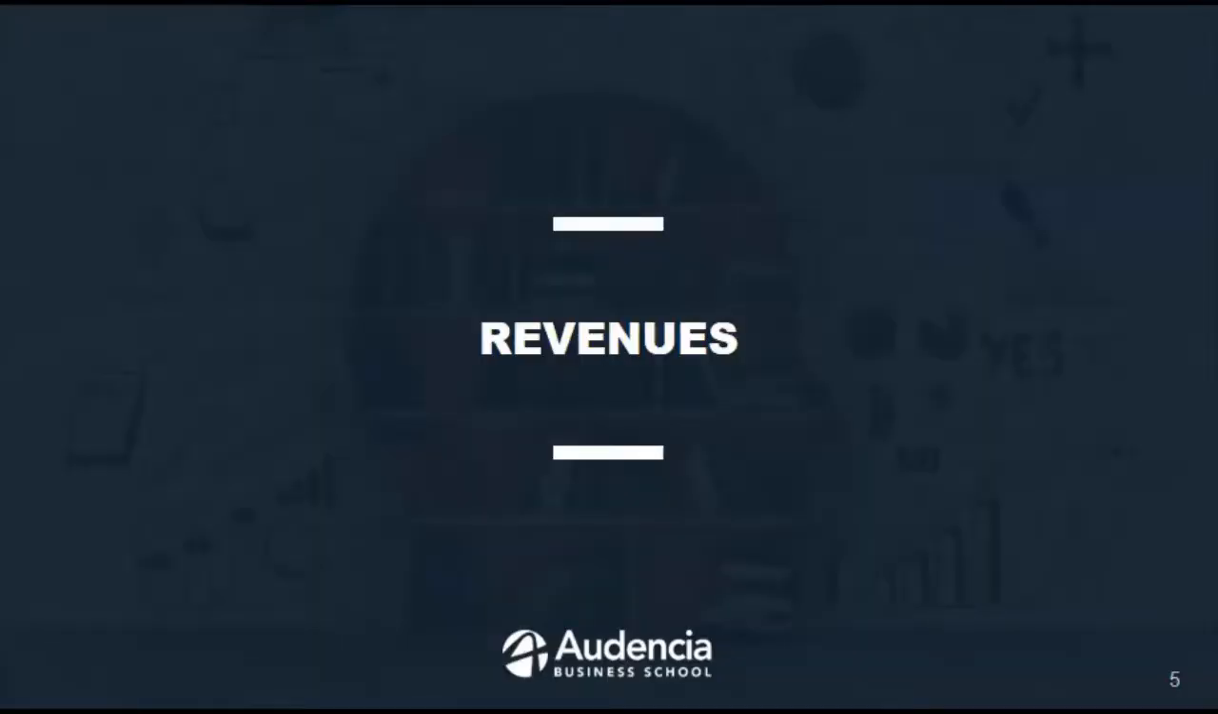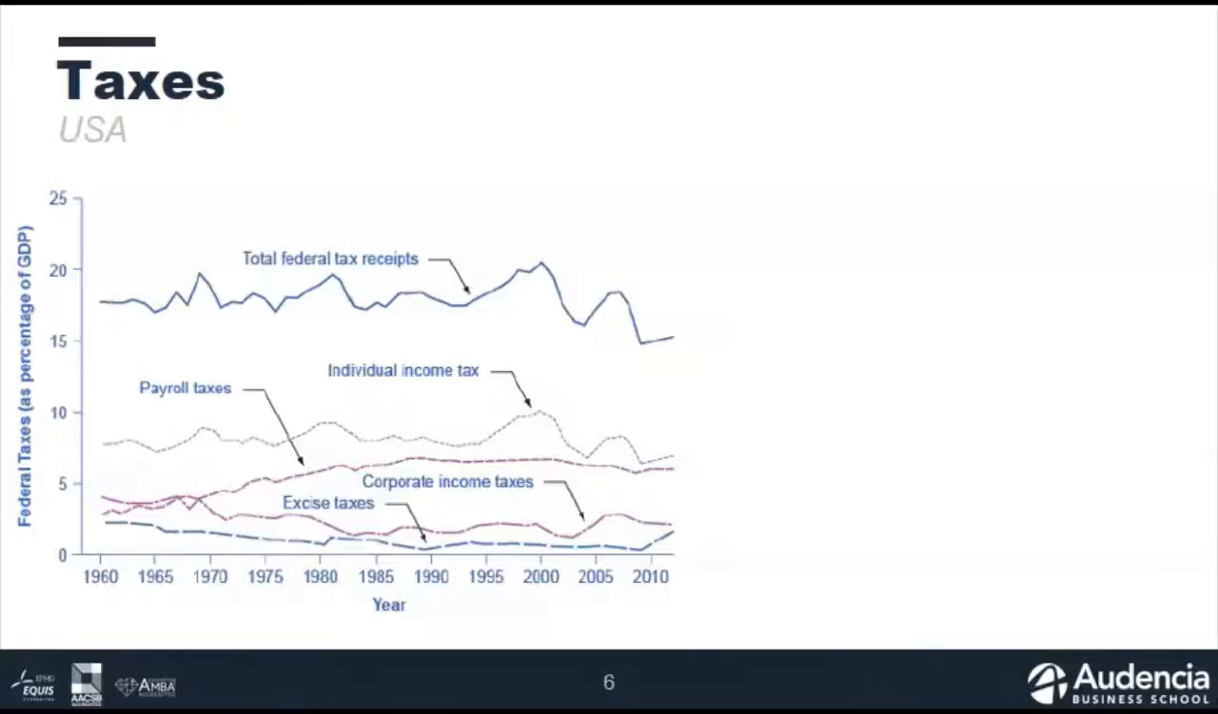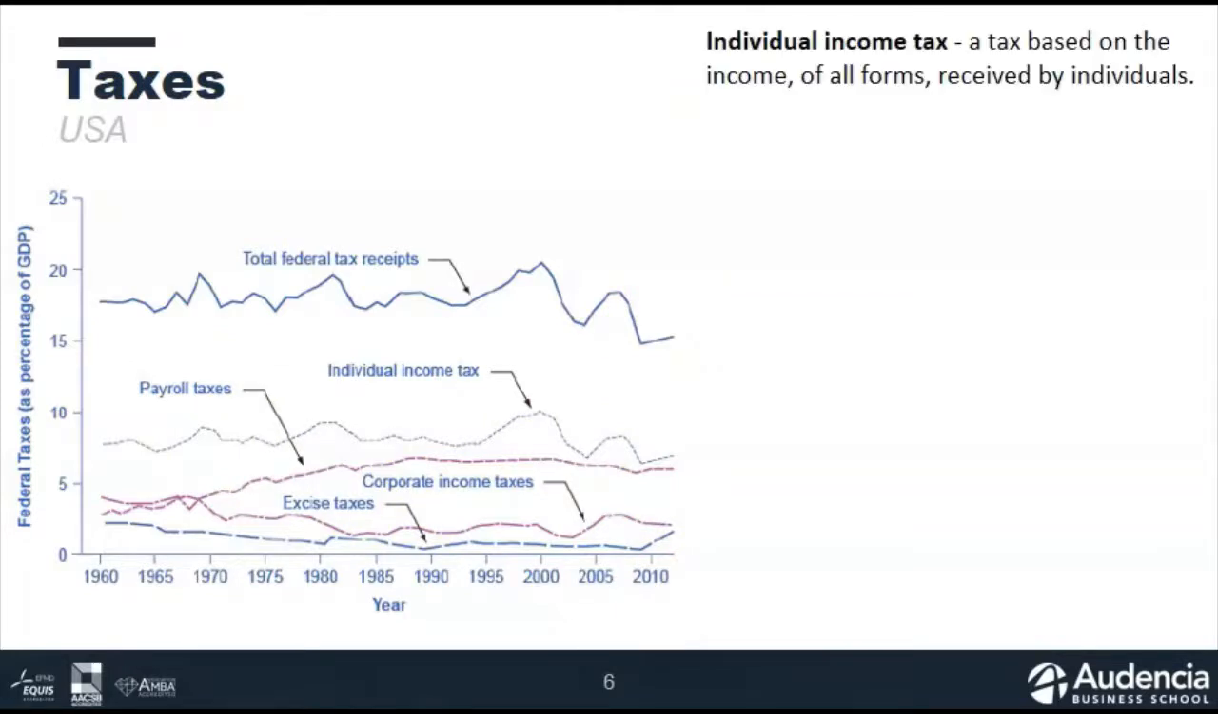Well, revenues, the first thing we want to look at, come from various sources. And taxes, in this case we can look at the United States. Federal tax receipts represent about 20% of GDP. These taxes take many forms, and we see all the different forms here. Let me give you an understanding of these different types of taxes.